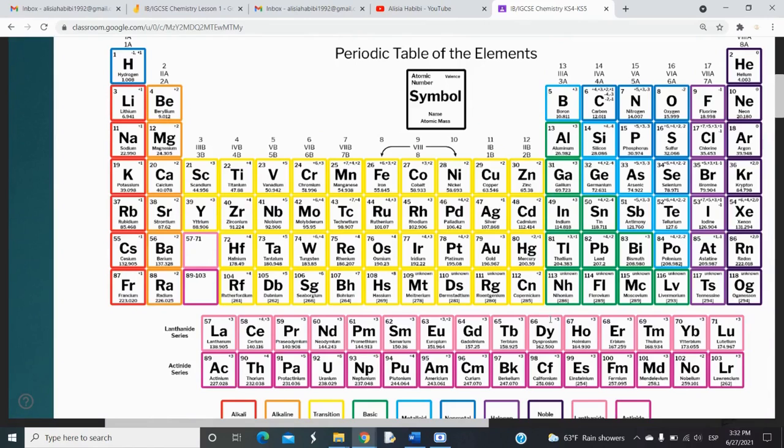But it's always good to have a copy of the periodic table, especially for today, because we're going to be referring back to it back and forth since we're learning how to derive chemical formulas, how to balance equations, and how to interpret word equations into chemical equations.